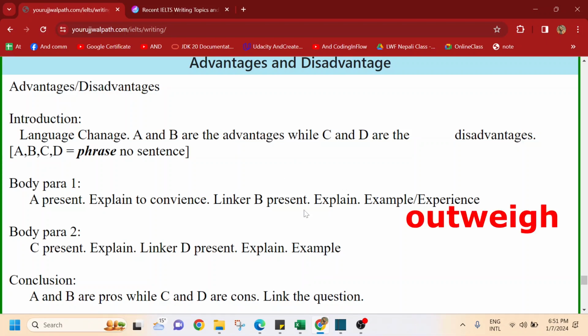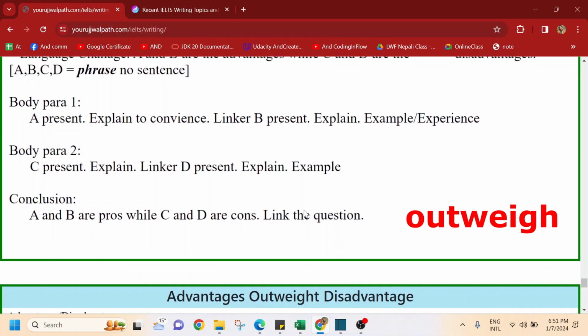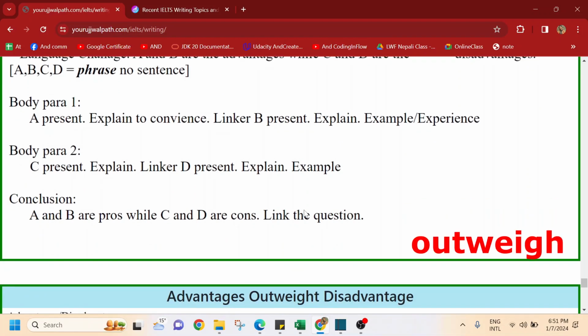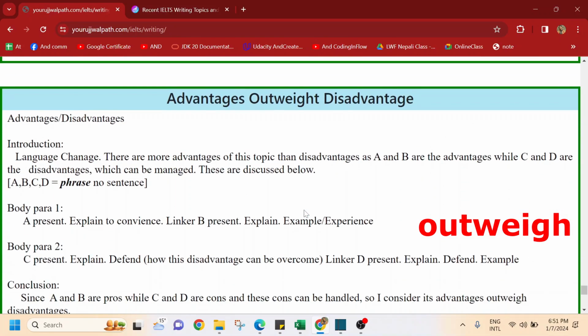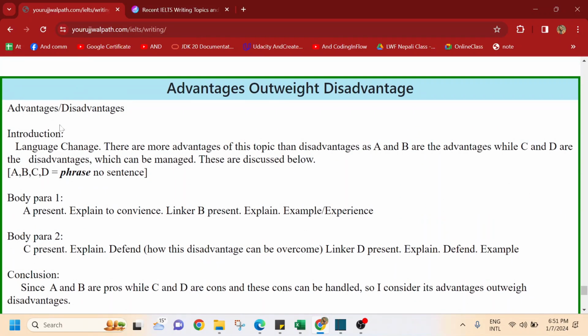This would be easy, but there is one question type, advantages outweigh disadvantages. This is a category that demands your opinion as well as to state and explain advantages and disadvantages. In order to crack the marking, if you follow this structure, that would be better. The structure is, you need to change the language first, and say that there are more advantages of this topic than disadvantages, as A and B are the advantages while C and D are the disadvantages, which can be managed, and these are discussed below.